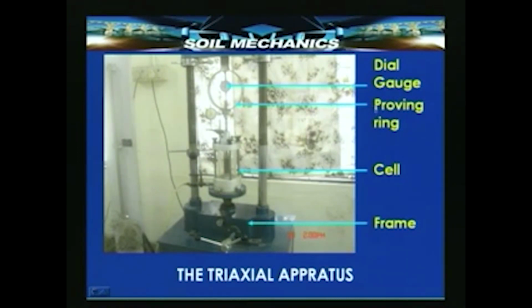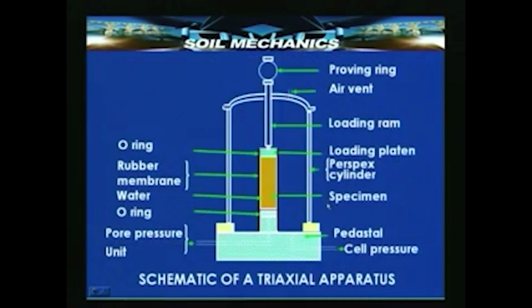And then of course, there is a proving ring to measure the vertical load and a dial gauge and so on. Let us see a little more detailed diagram, a schematic diagram rather than this photograph.